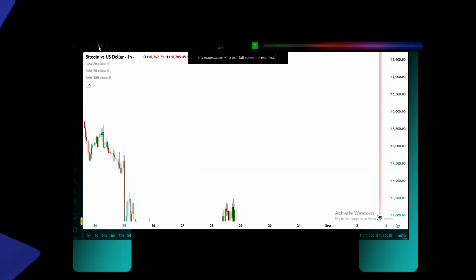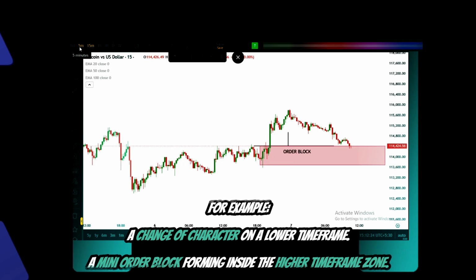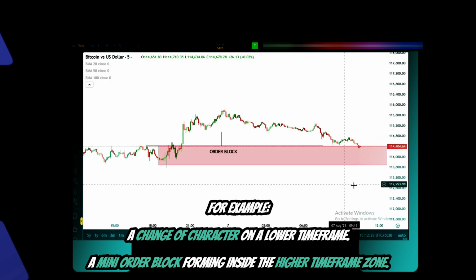Fourth, the lower time frame confirmation. This one is huge. Instead of blindly entering when price touches the zone, wait for confirmation. For example, a change of character on a lower time frame, a mini order block forming inside the higher time frame zone.